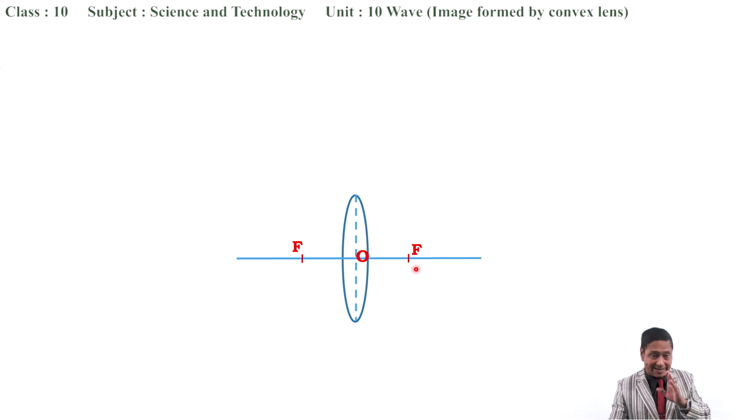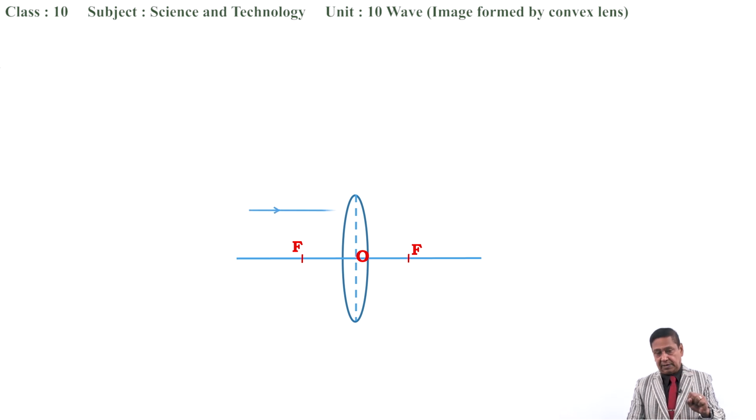That's why focus lies on both the sides and it is equidistant from the optical center. If this focus is taken at 2 cm distance, then the other focus should also be at 2 cm. If we are taking the focus at 3 cm distance, then on the other side also we have to take the focus at 3 cm distance. That's why be careful about this. All the distances are measured from the optical center, okay, towards this side 2 cm, towards this side also 2 cm. But we are talking about the rule.